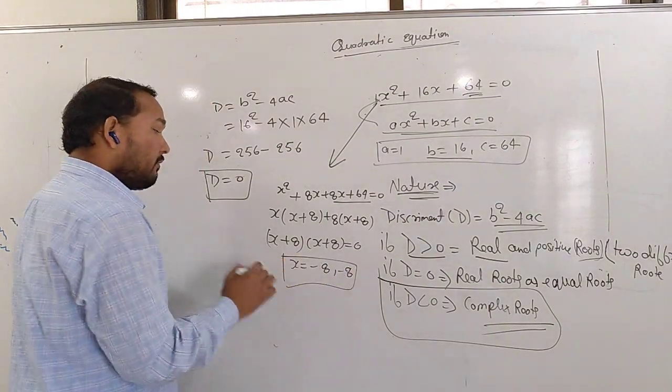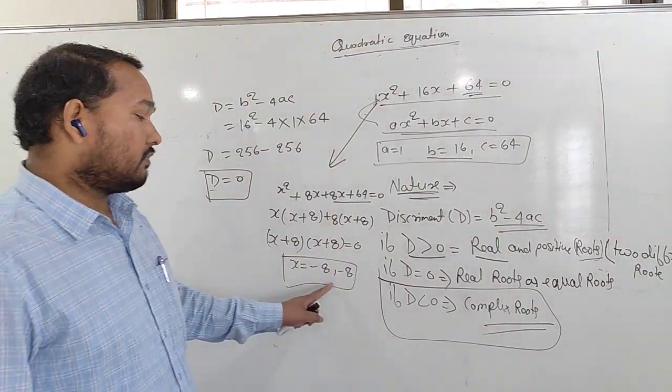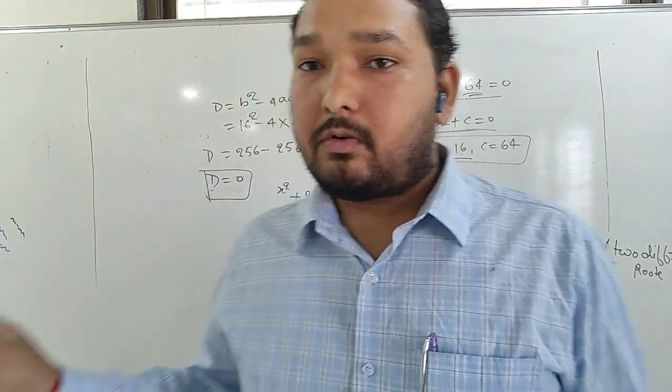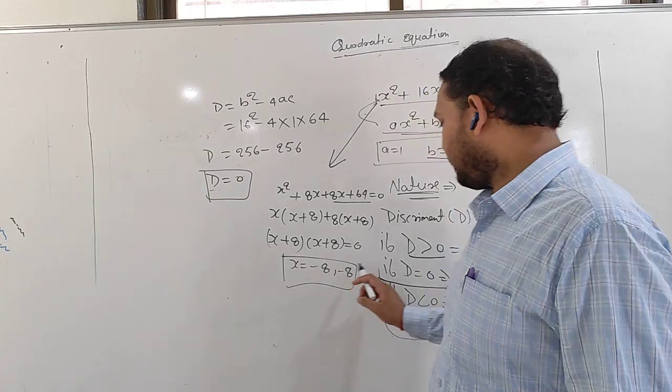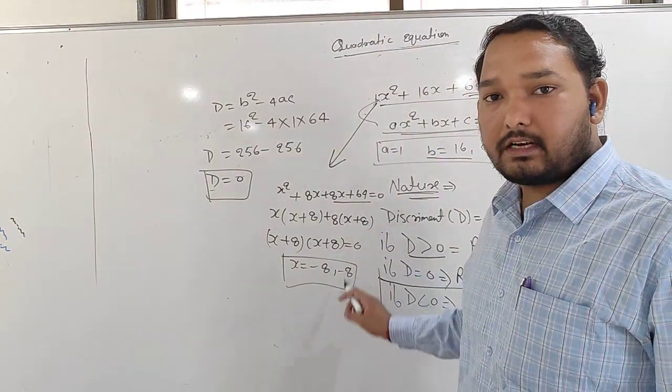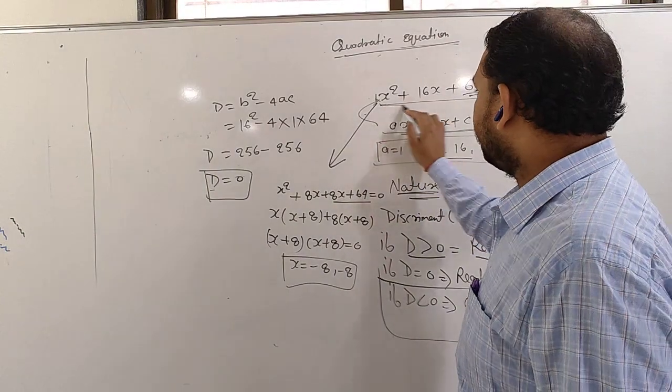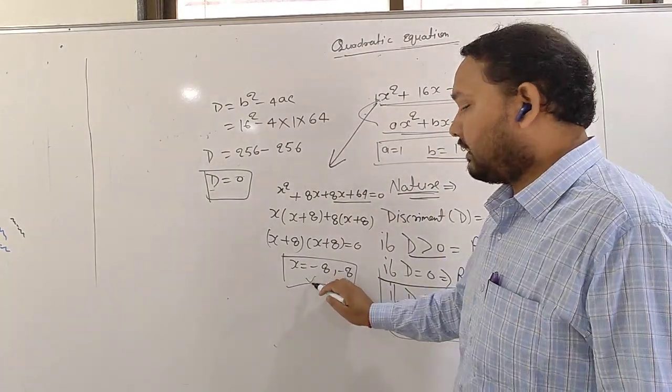Are you getting my point? Why is D equal to 0? Because its roots are equal. Listen carefully: what is the nature of roots? Getting my point? And the given expression is equal to 0.